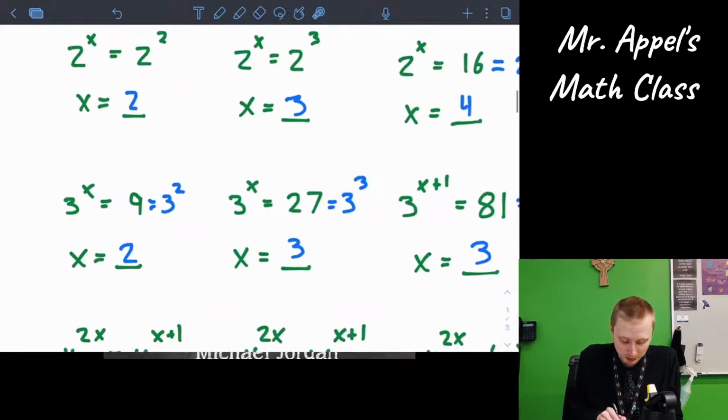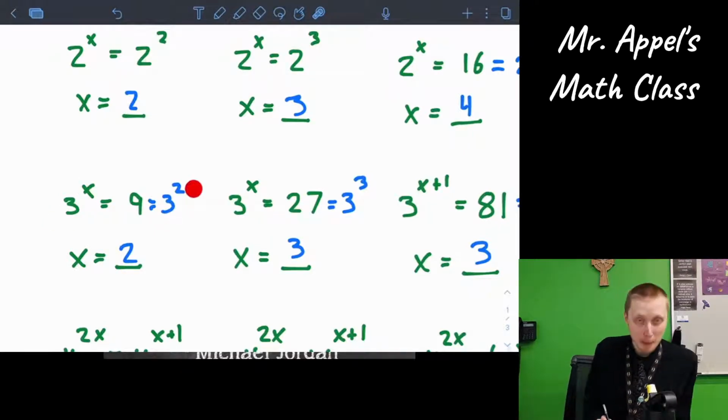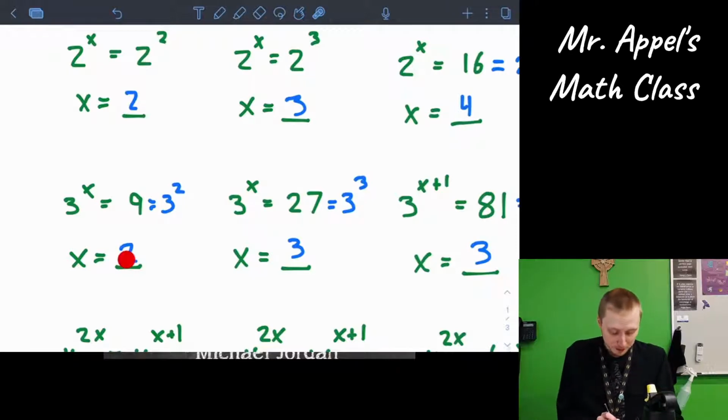Okay, look at this one. 3 to the x equals 9. Well, 9 is 3 squared. And so now if I can rewrite 9 as something with a base of 3 so that the bases match, if the bases are the same, the exponents must be the same. So x must be equal to 2, right?